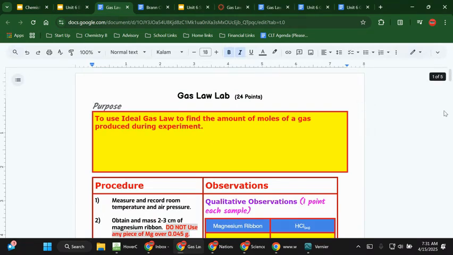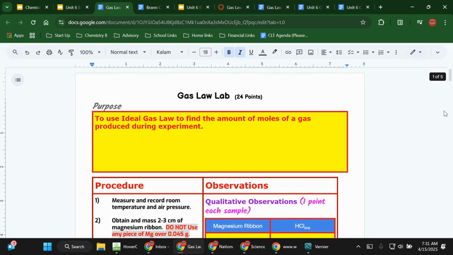You are going to use ideal gas to find the amount of moles of a gas produced during this experiment. That is our goal, okay? So, to do that, ladies and gentlemen, to use ideal gas, we need to collect pressure, temperature, and volume to solve for number of moles. You will be able to do all three of those very easily in this lab.